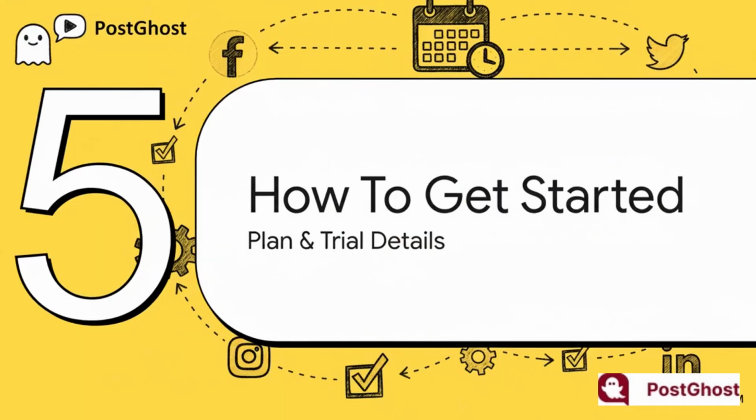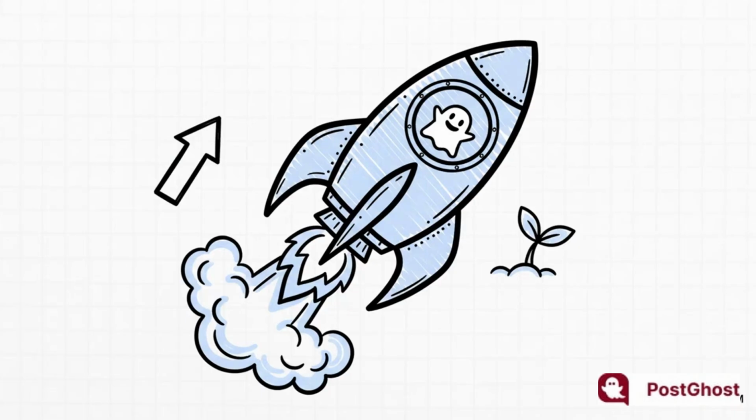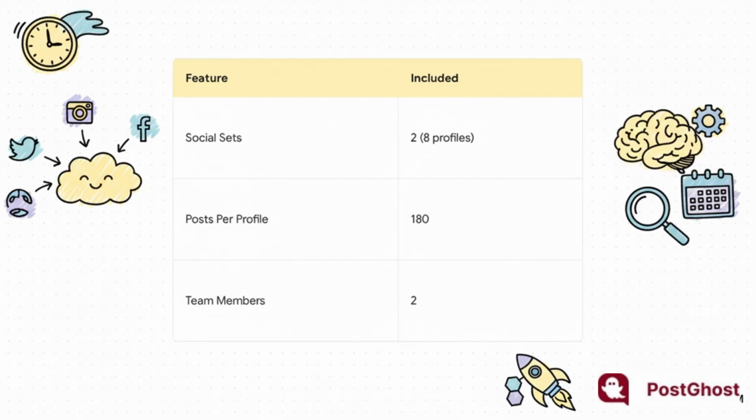All right, so if this is sounding pretty good to you, let's get into the final piece of the puzzle. How do you actually get started? We're gonna look at the plan and the free trial details. So the main plan they offer to get you going is called the Growth Plan. So here's what's included in that plan right out of the box. You get 2 of those social sets we talked about, which means you can manage up to 8 social profiles in total. You also get a pretty generous 180 posts per profile, and you can bring on 2 team members to work with you.